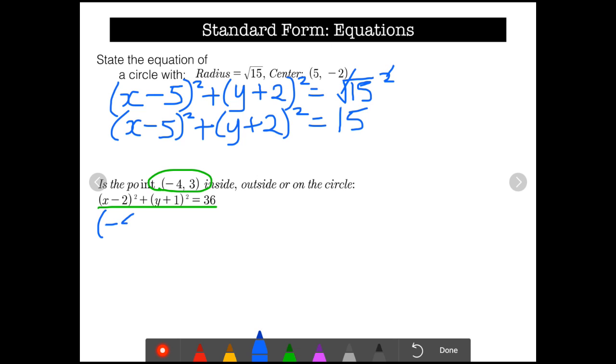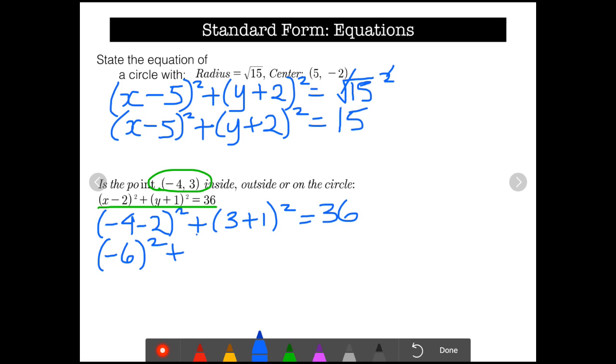We're going to have (-4 minus 2) squared plus (3 plus 1) squared equals 36. And so this turns into (-6) squared plus 4 squared equals 36. We might be able to notice here that they don't actually equal each other. Our objective here is to really see what is the relationship between one side and the other side. So from this point, let's just take this part and go forward with this.